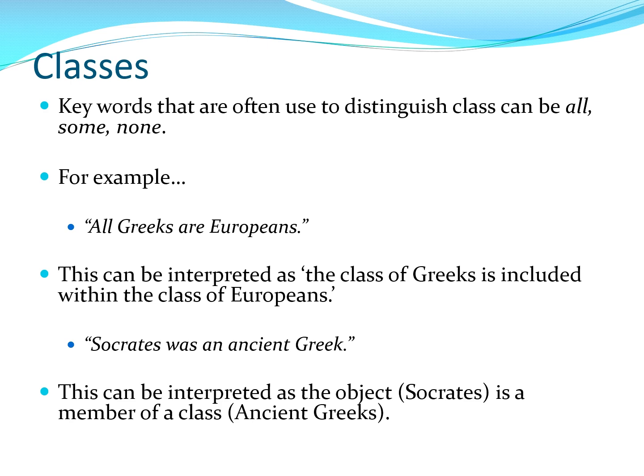Next example, Socrates was an ancient Greek. This can be interpreted as the object, which is Socrates, is a member of a class, which is ancient Greeks. So we could also say George Washington was an American. So we have the object of George Washington is a member of the class of Americans.